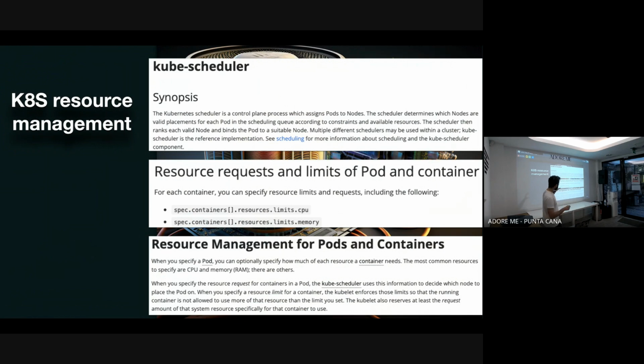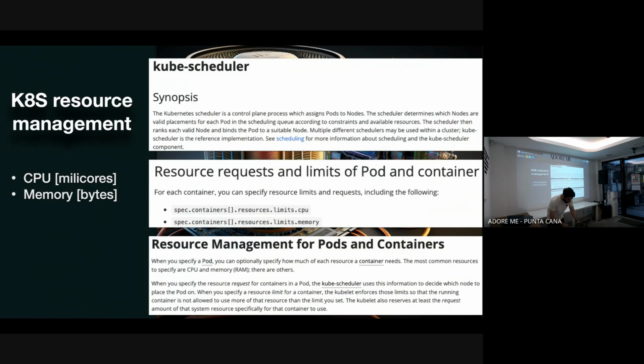And Kubernetes has two concepts with regards to resources: request and limits. And it's very simple. Request is the minimum amount of resources that is needed for your application, and the limits are the maximum amount of resources. And you have to place this for each container in your pod, right? And as I said, we have two main resources: CPU, which is measured in millicores, 1,000 millicores equals 1 core, and we have memory in megabytes.